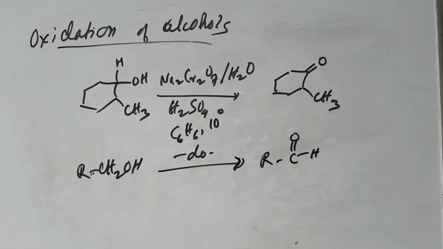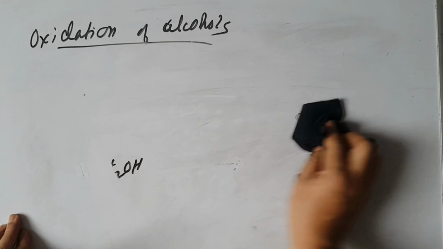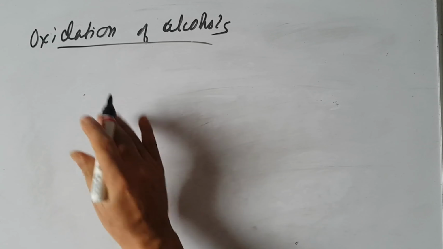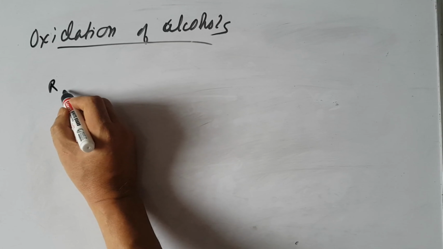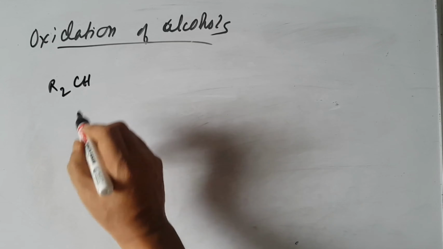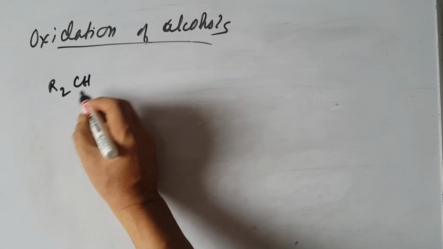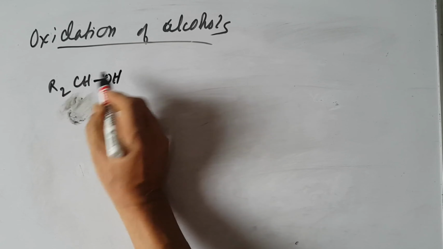So I'm giving the mechanism of the reaction, how the reaction takes place. Let's see with the aldehydes, the conversion to aldehydes, from primary alcohols. Let's say a secondary alcohol, R2CH, and you can write it this way or this way. This is a secondary alcohol.